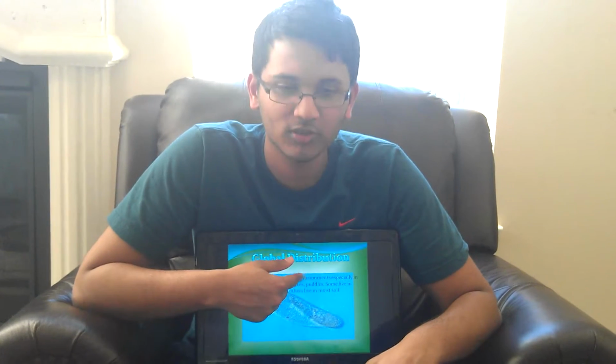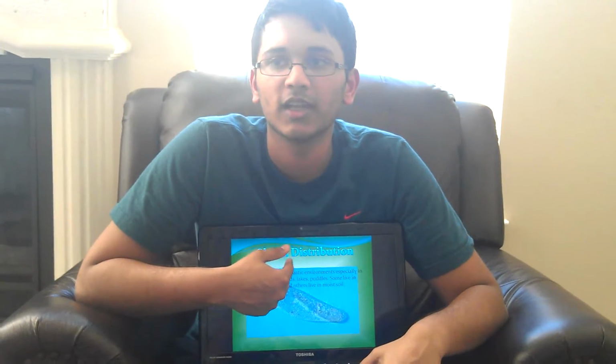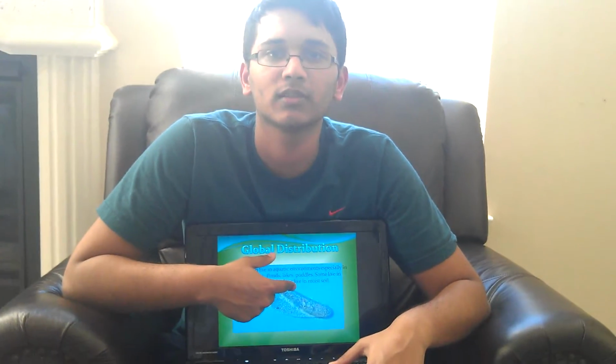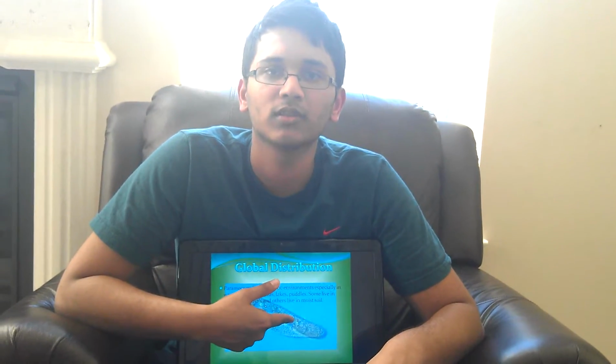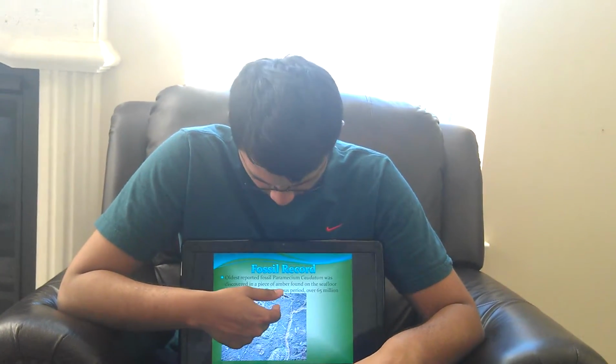And global distribution. Okay, so the paramecium lives in almost any aquatic environment. It usually prefers warm environments like ponds, lakes, and puddles. And that's it for global distribution.